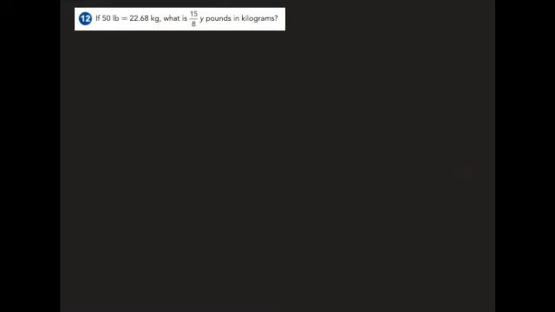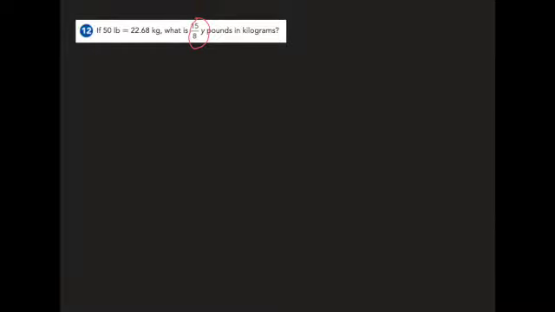This one asks, if 50 pounds is equal to 22.68 kilograms, then what is 15/8 y pounds in kilograms? So sometimes it's helpful, if you have this kind of confusing number here, 15/8 y, to not think about that as this unknown. Let's give it a number. Let's say it's 10. And let's reread the problem. Now we're trying to find, if 50 pounds equals 22.68 kilograms, what is 10 pounds in kilograms? Now it's a little bit easier to understand.